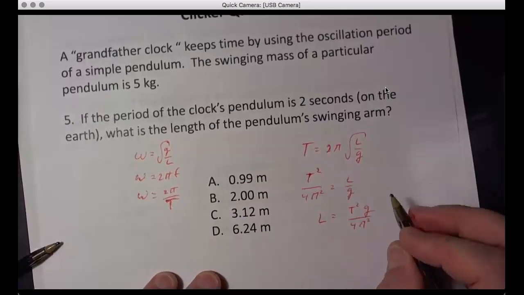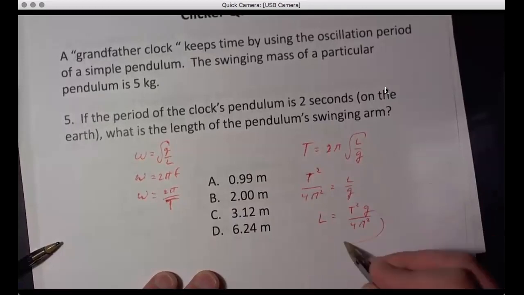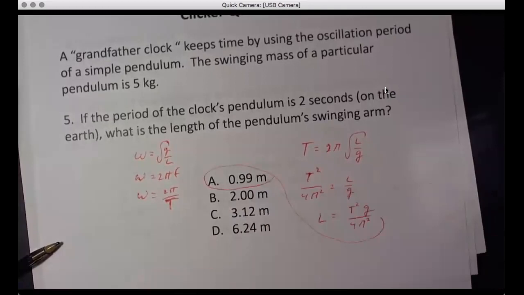And if you plug in the numbers, you find out it's 0.99 meters.